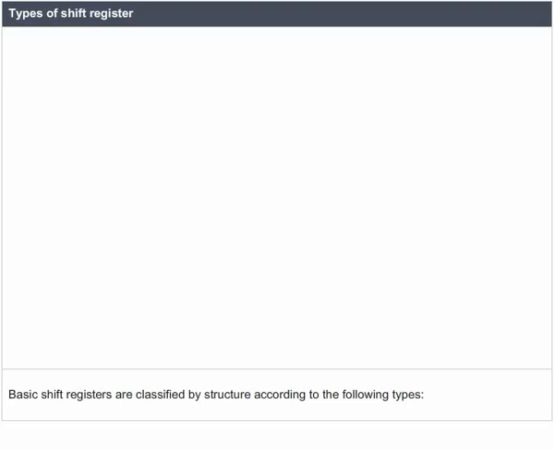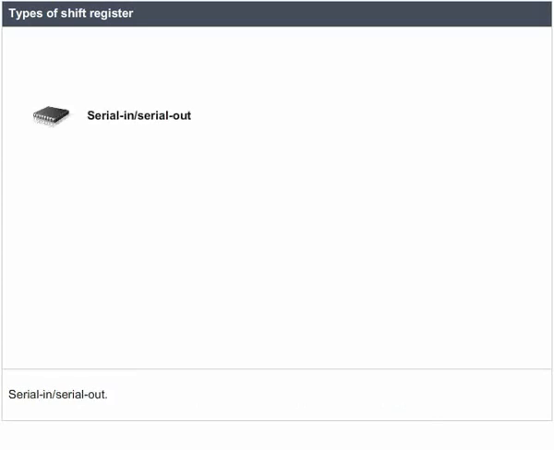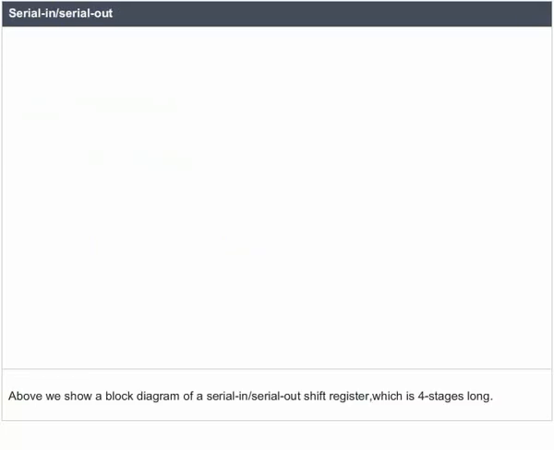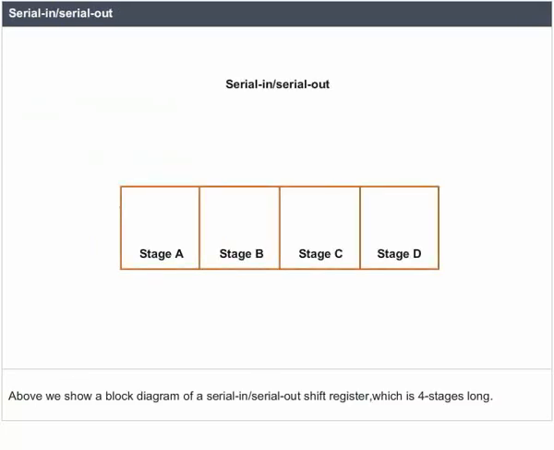Types of shift register. Basic shift registers are classified by structure according to the following types. Serial in, serial out. Parallel in, serial out. Serial in, parallel out. Universal parallel in, parallel out. Ring counter.